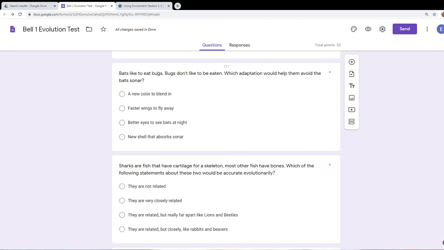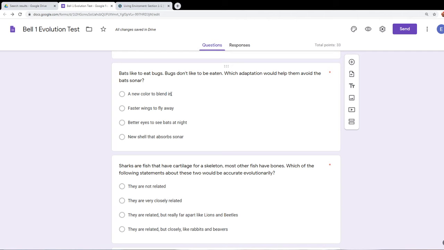Bats like to eat bugs. Bugs don't like to be eaten. Which adaptation would help them avoid the bat's sonar? So remember, the sonar is the sound that the bat emits and it bounces back off of objects to tell them where they are. So which one of these traits would help the bugs to not get eaten by bats?